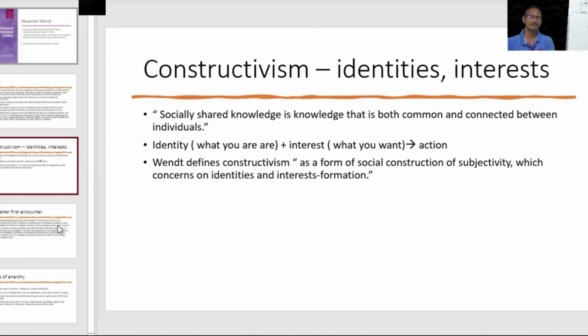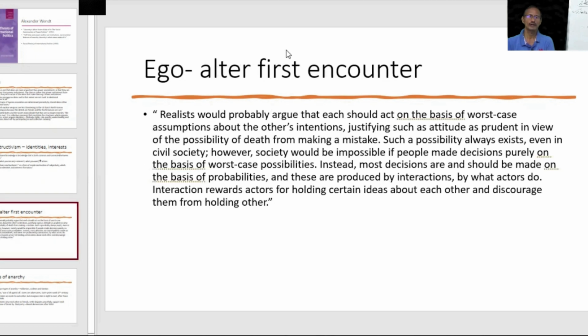And he says, when ego and alter, it can be between two individuals or between two states, different kinds of outcomes are possible from their first encounter. He explains like this. Realists would probably argue that each should act on the basis of worst case assumptions about the other's intentions, justifying such an attitude as prudent in view of the possibility of death from making a mistake.